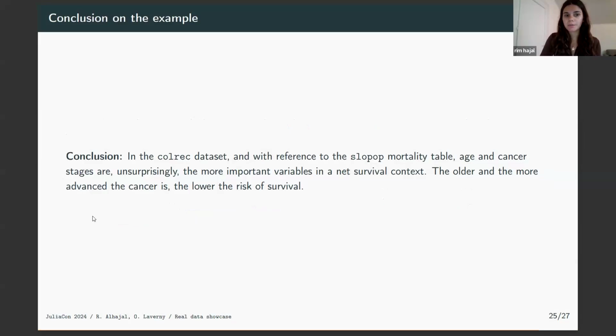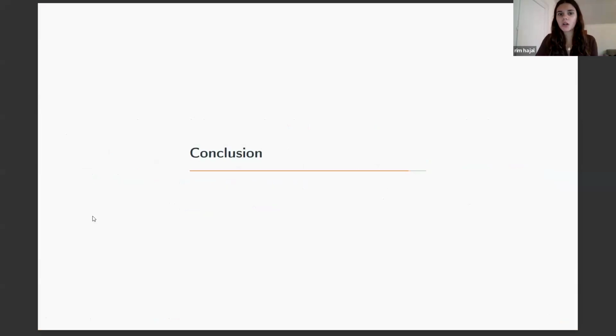The conclusion is a very elementary one, but it's more of an example to show how to use the package rather than an actual real example. Here, the conclusion is that the older the patient and the more advanced the cancer stage, the lower the chance of survival, which is very logical.